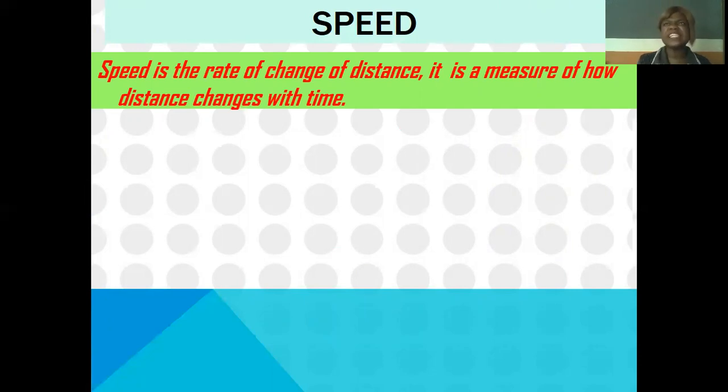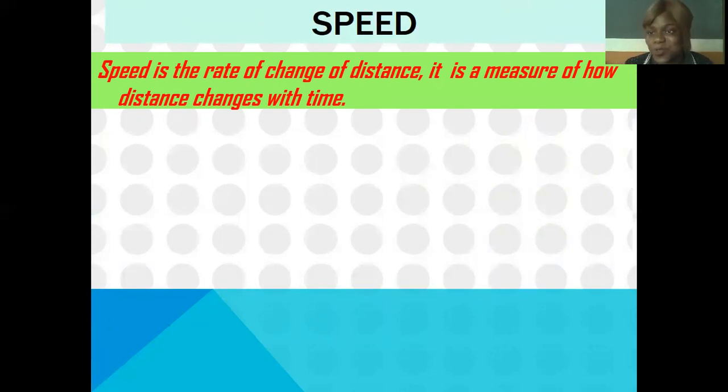So in speed, you are two-dimensional. You're looking at distance and you're comparing it to time. You're asking, how far is this person moving? How far is this car moving at this particular time, or within this particular time? So it's a measure of how distance changes with time. It's not an abstract thing.